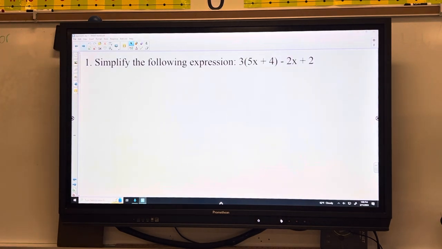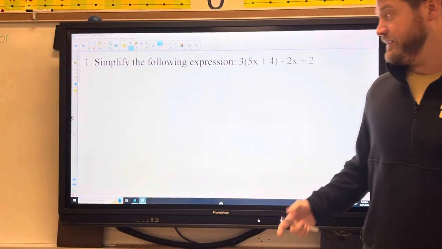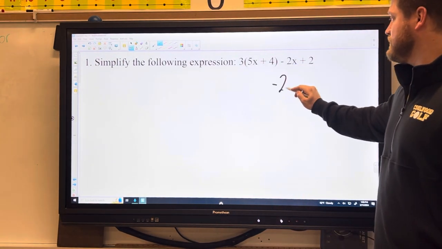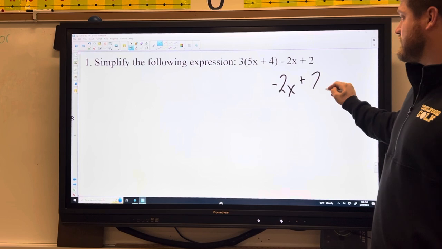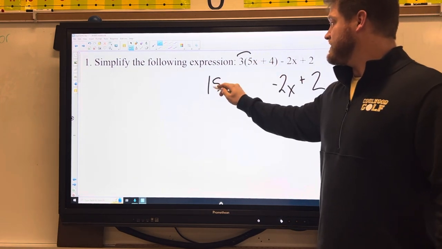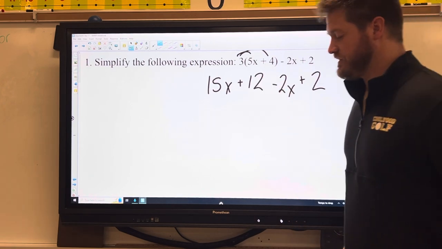All right, hopefully you paused the video and tried these on your own. Remember, when we're doing questions like number 1, we gotta drop down the terms that are separated with a plus or minus sign first. So I'm gonna drop down the minus 2x and the plus 2. Now we can distribute out the 3. I have 3 times 5x, which is 15x, and 3 times 4, which is 12. So there's my first line, that's complete.